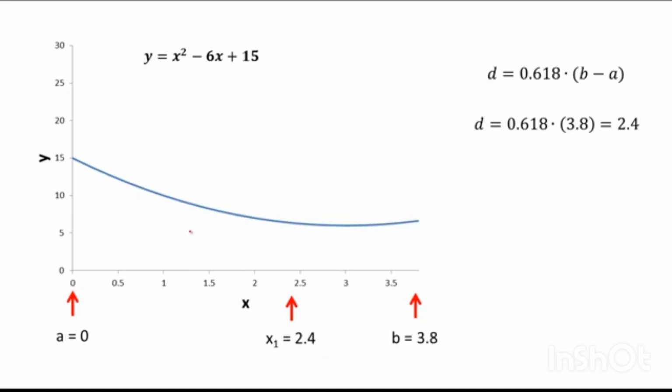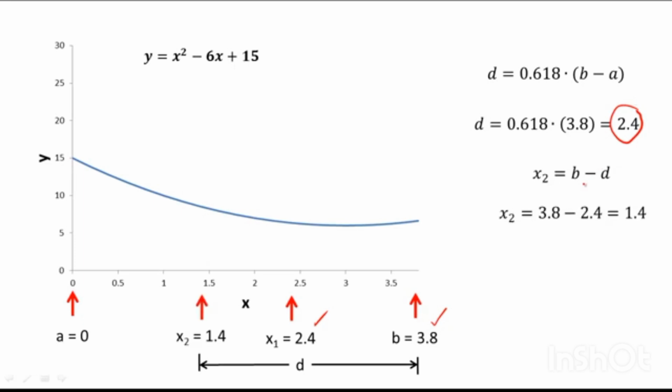We don't have to recalculate x1 because that's the old x2, and we don't have to recalculate b because that's the old x1. But then we can calculate a new d, which is about 2.4. We then calculate a new x2, about 1.4, and we keep going. We calculate the function values. In this case, f of x1 is less than f of x2.